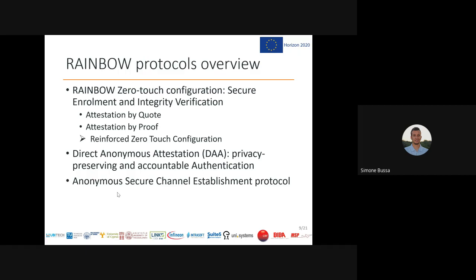Both these two protocols, attestation by quote and by proof, were superseded by an enhanced version of them, that is the reinforced zero-touch configuration. Other protocols targeted for verification in Rainbow are the direct anonymous attestation protocol, used for authenticating nodes in a privacy-preserving and accountable way, and the anonymous secure channel establishment protocol, used as an alternative to TLS for privacy preserving, and used to build a secure channel between the nodes that want to communicate. So before running one of the two described protocols, the two nodes have to establish a secure channel.